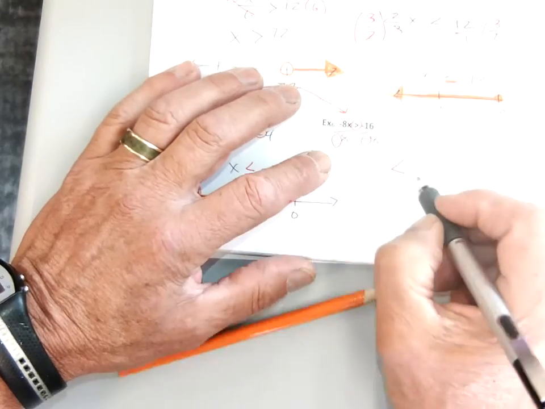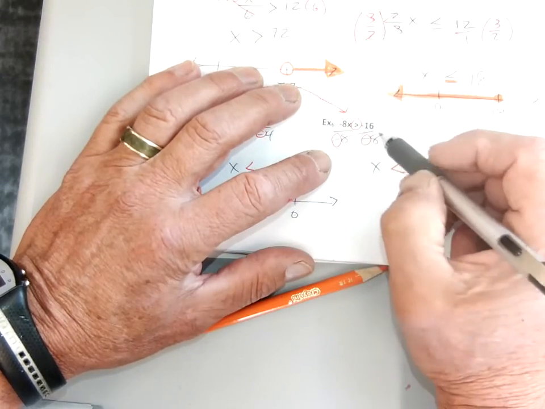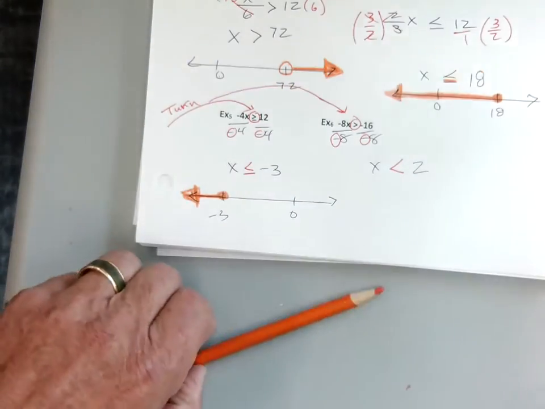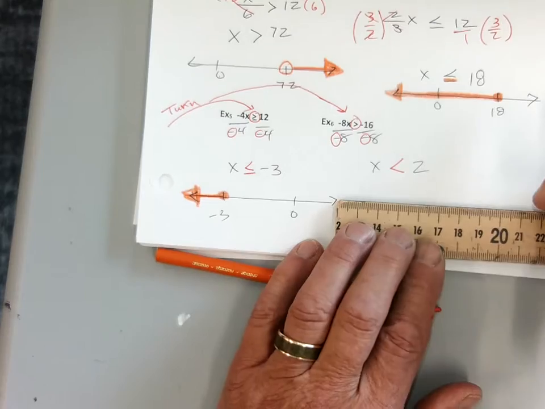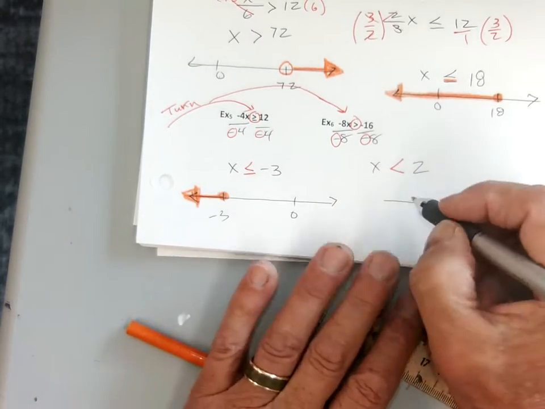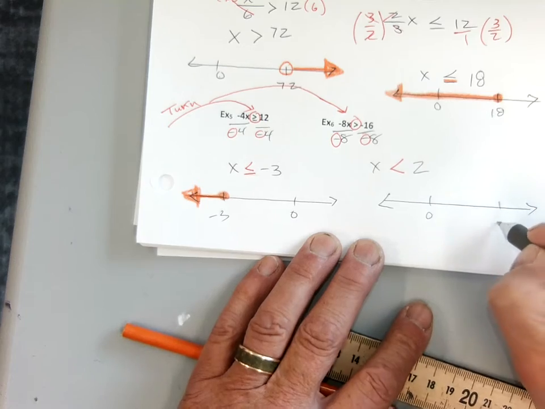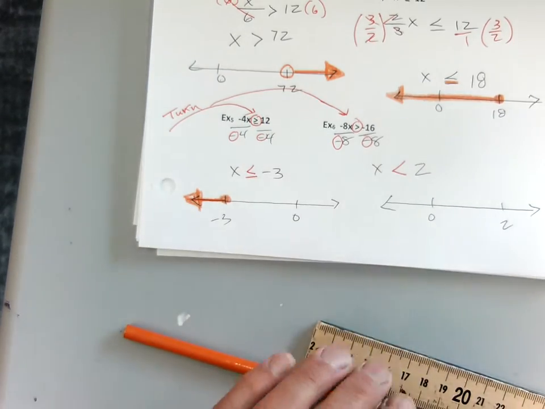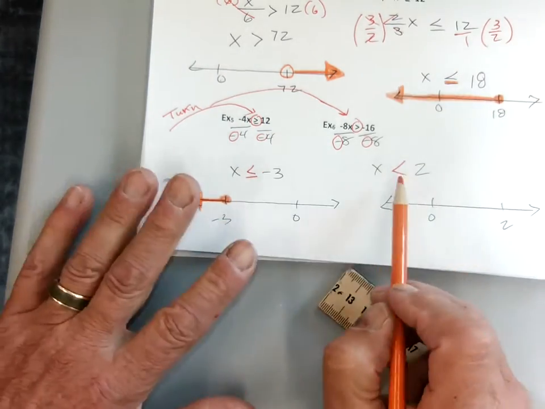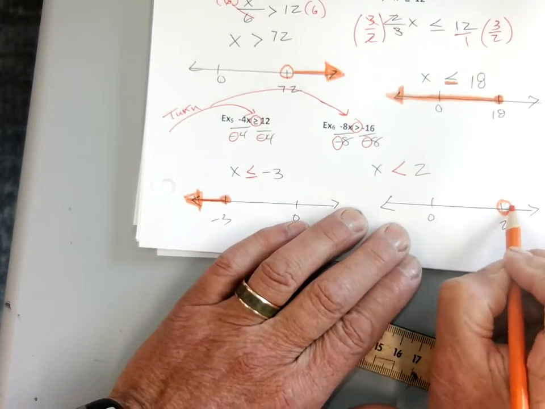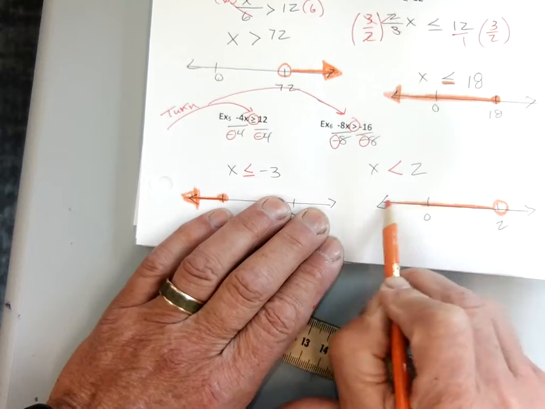So negative 8 cancels off x. Negative 16 divided by negative 8 is a positive 2. So I just get x as less than 2. On a number line, I've got my 0 and my 2. Since it does not equal, I'll put an open circle, does not equal 2. And I'll shade everything in that direction, okay?